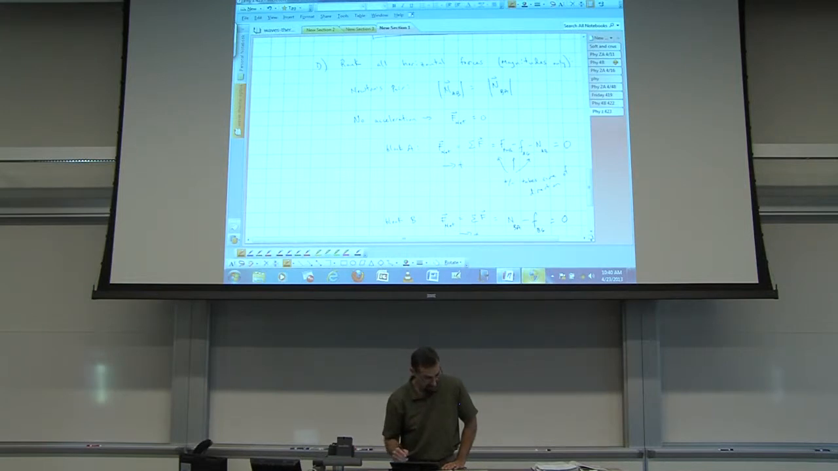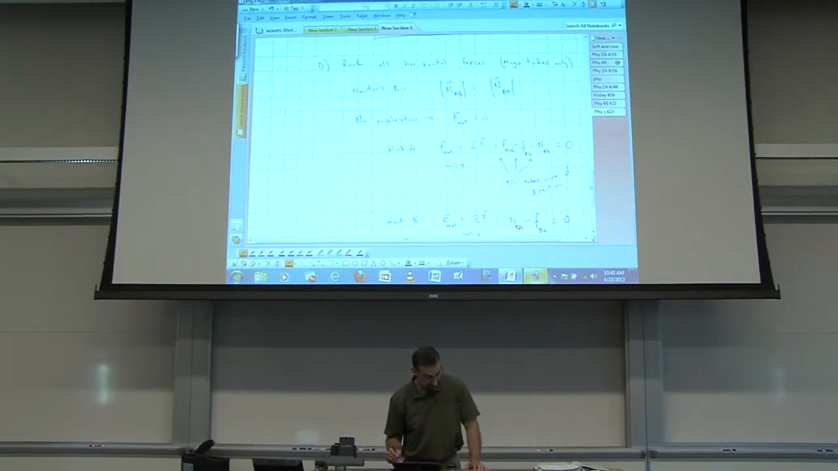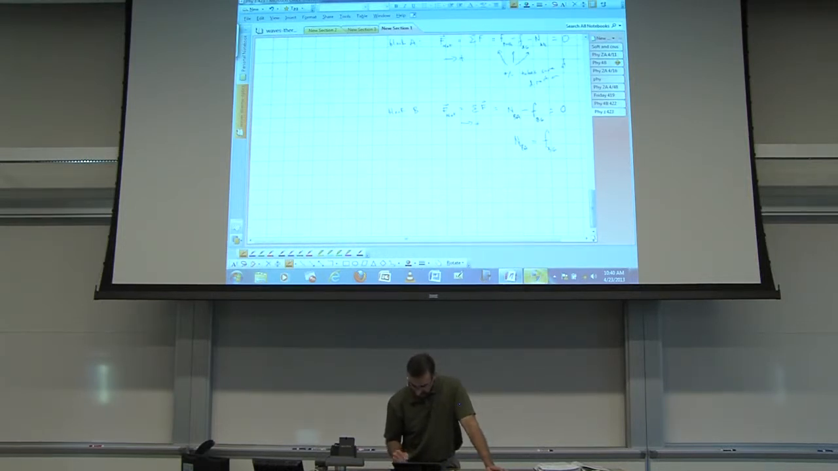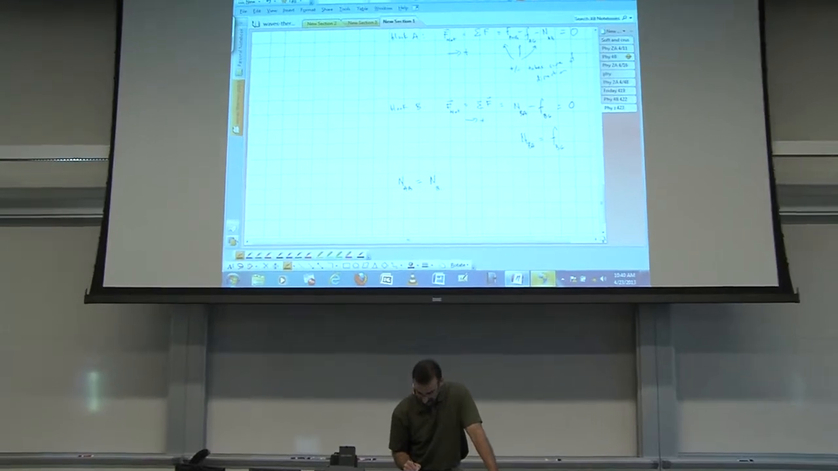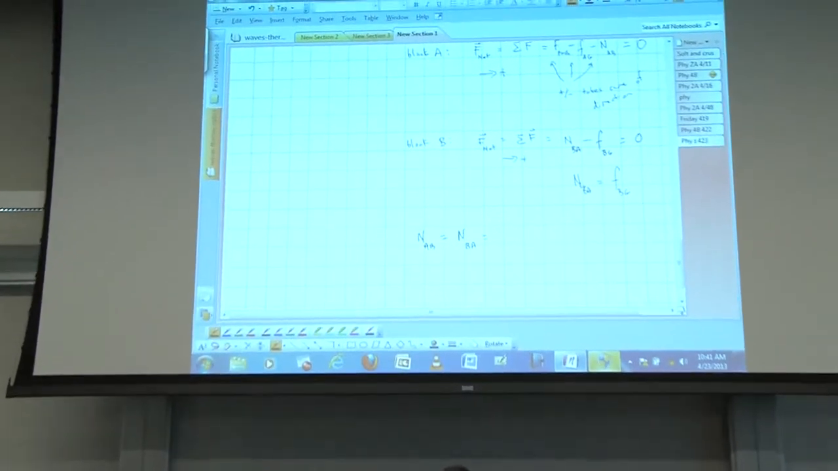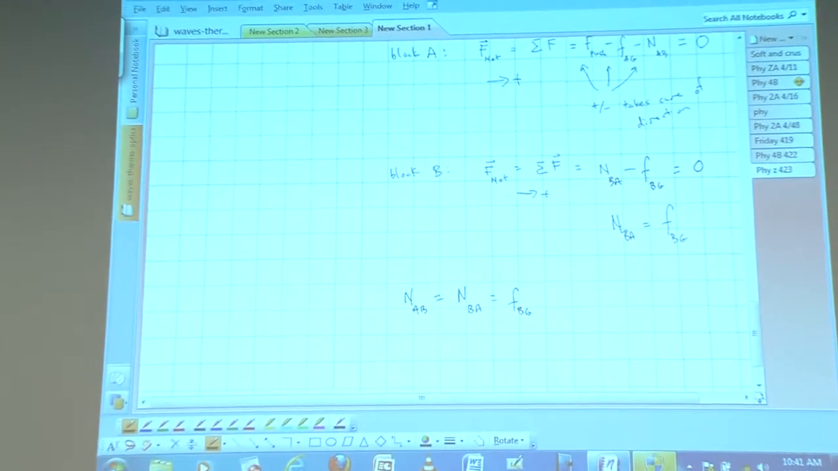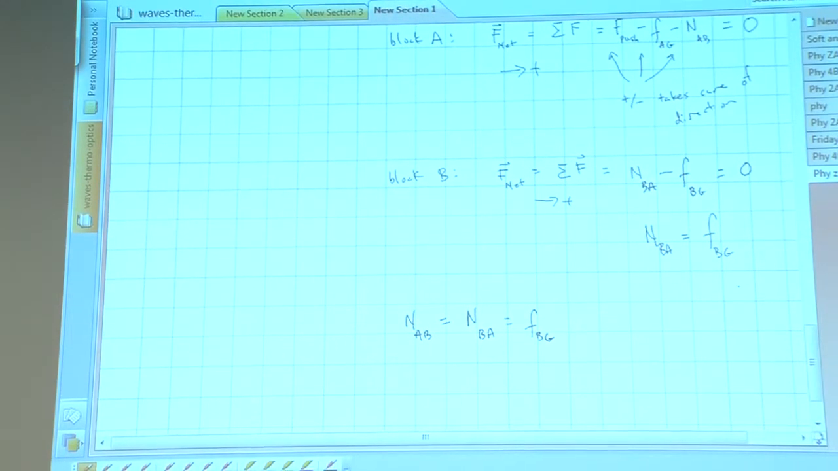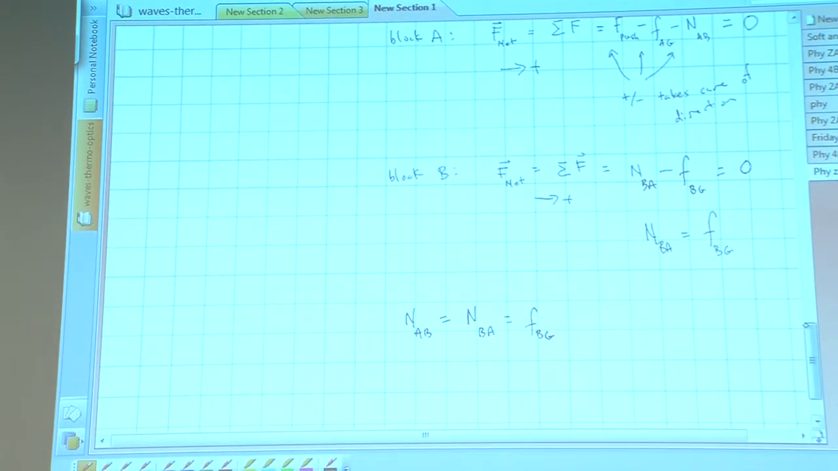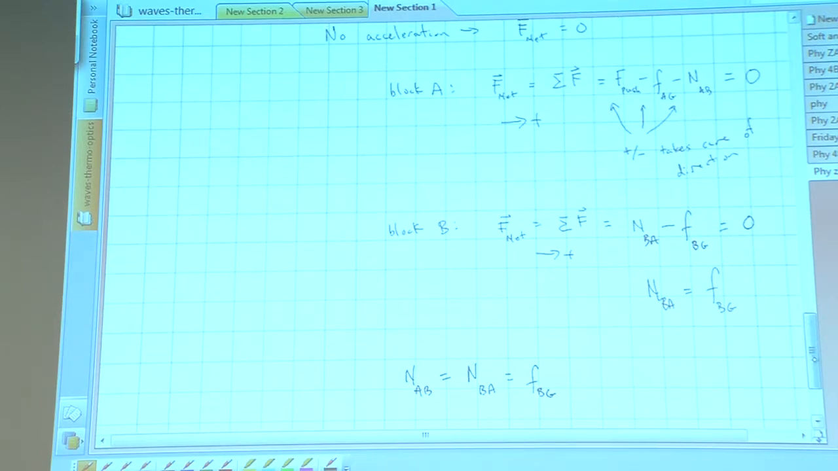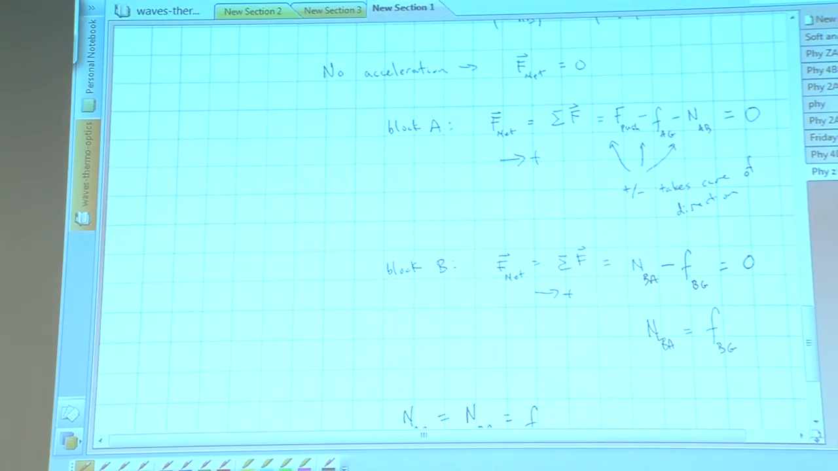All right, let's see what we can conclude from all of this. We've got the normal force on A from B equaling the normal force on B from A equaling the friction force on B from the ground. Those are 3 of our 5. What do we know about the last 2? The friction force on A.